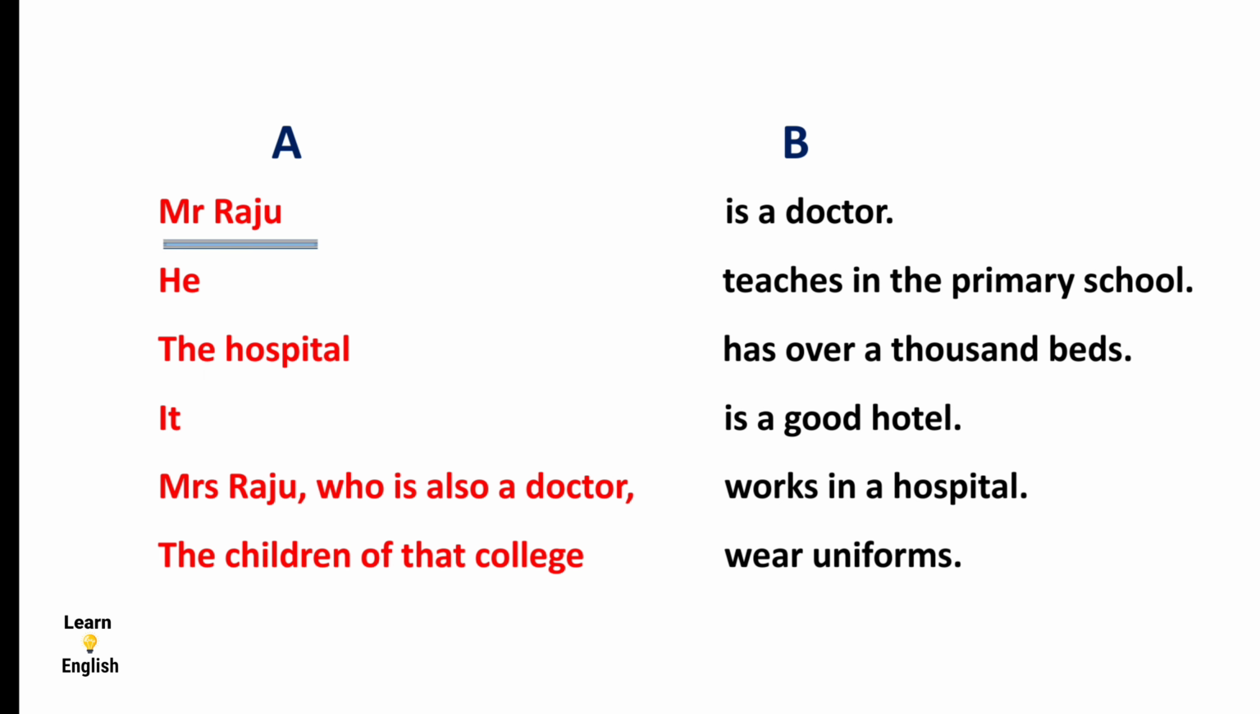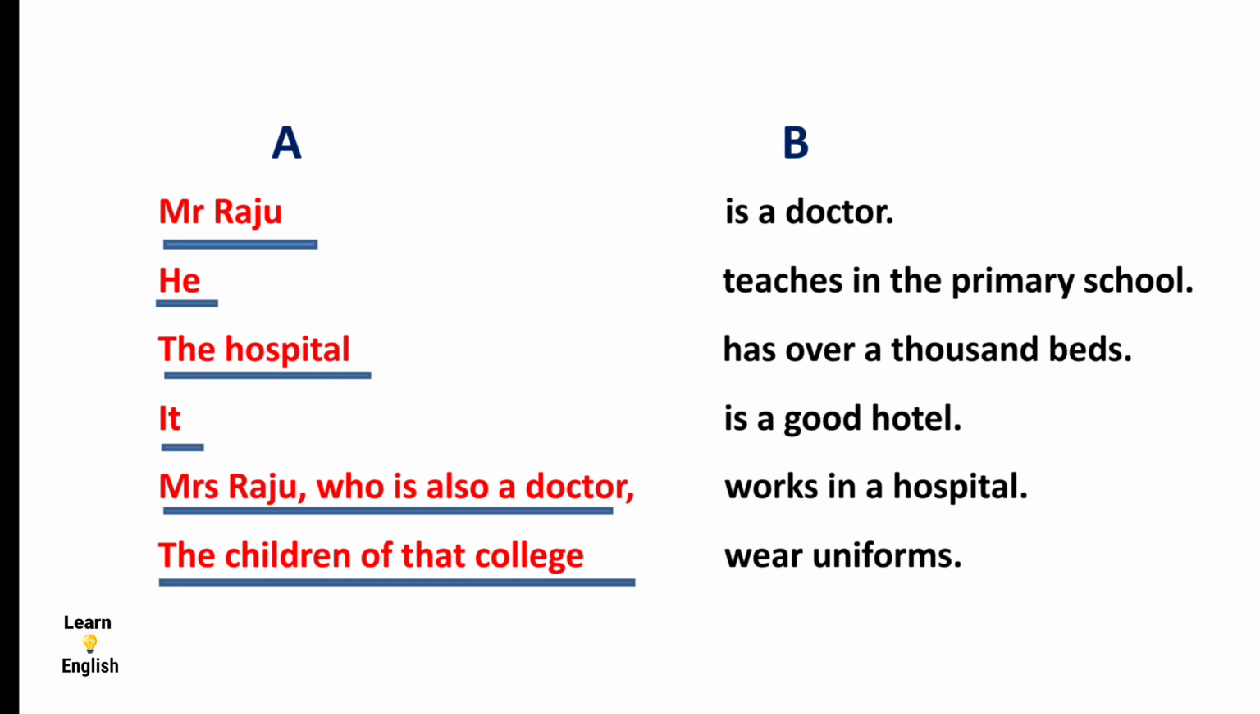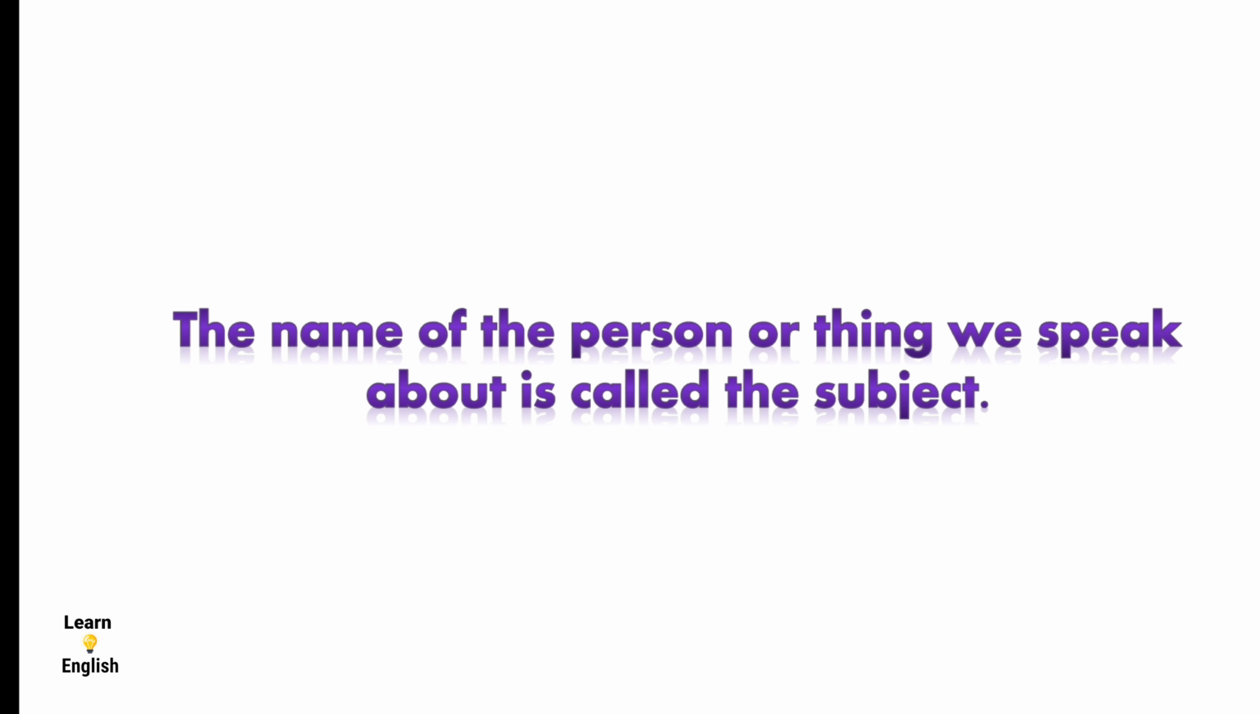In these sentences, looking at the subject part, we will find that it can be the name of a person, Mr. Raju; a pronoun, he, it; a noun with a possessive adjective or an article before it, the hospital; a noun or a pronoun with a phrase qualifying it, the children of that college; a noun with a clause qualifying it, Mrs. Raju, who is also a doctor. Here we can define subject as the name of a person or a thing we speak about is called the subject.